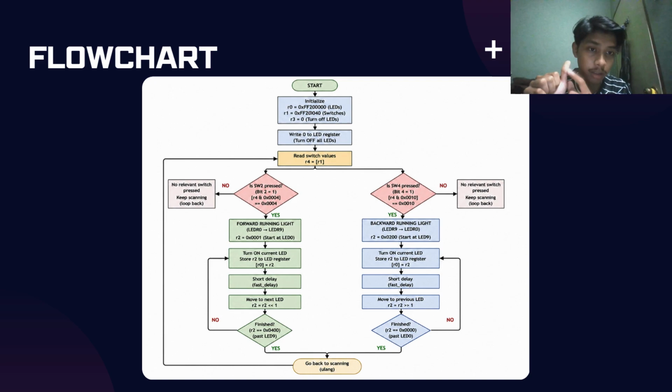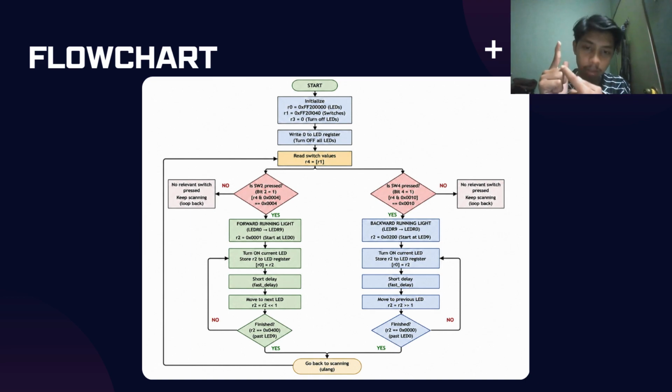R0 LED turns on, the value we store in R2, and then it has some delay, and then we move to the next LED for the R2, and then finish. No, not finished, because we just got to 1. It needs to go to R9. So when no, it will go back to turn on current LED, store R2 to LED register. So we will turn on LED R1, and then it will store the value to R2.